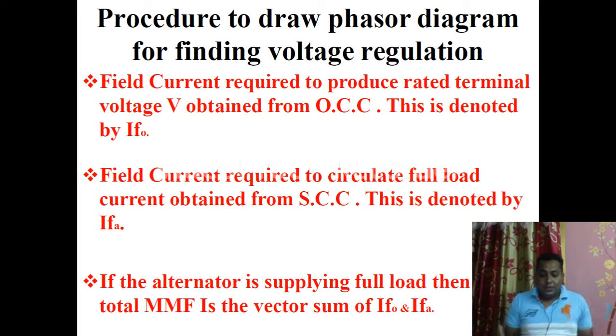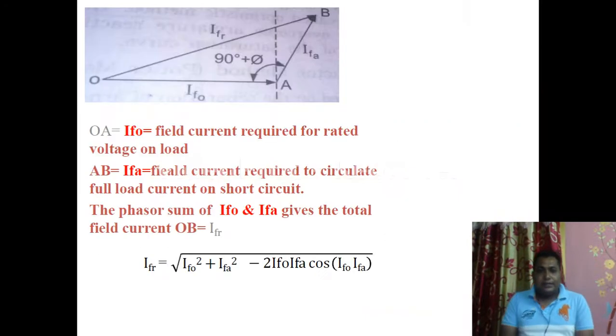That means when it is open circuit, if we want to find the rated voltage at the terminal, what is the field current value. At the same time, when we are doing the short circuit test, if we want the rated short circuit current flowing through the armature, what field current should be given. The total MMF is a vector summation of those two components. So coming to the next.